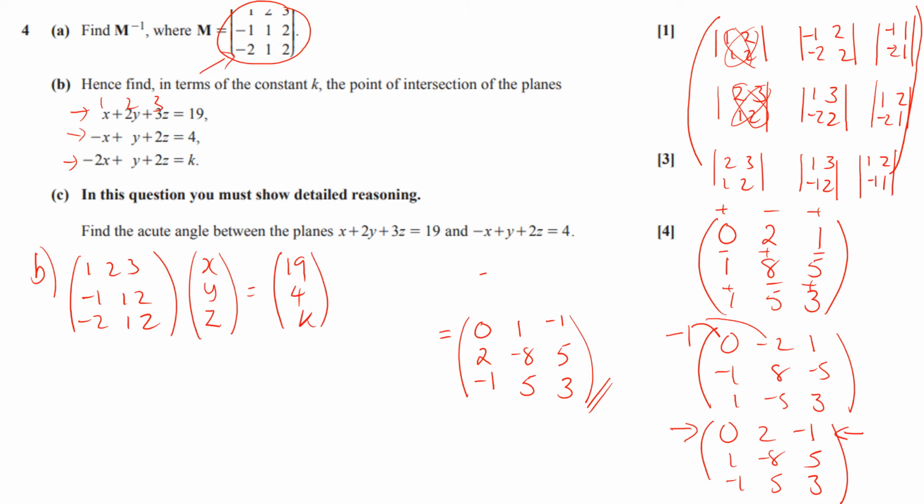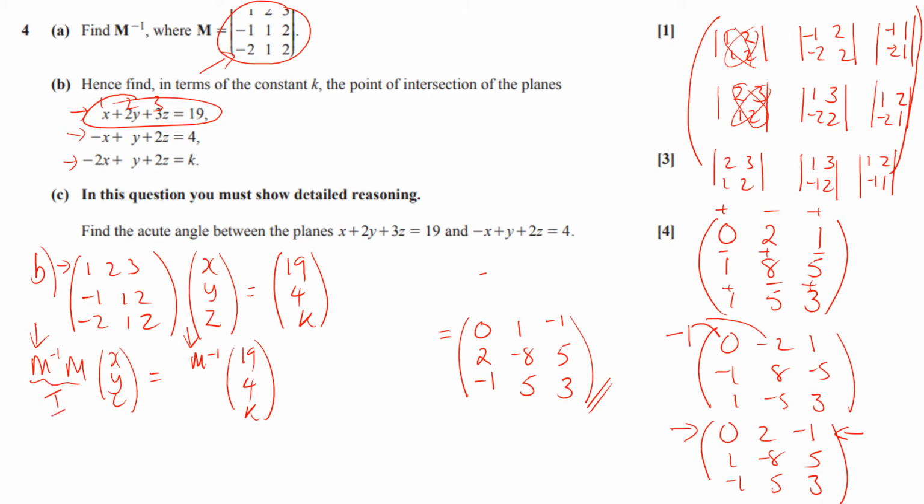Because if you times those two matrices together, you'll get 1 times X, 2 times Y, 3 times Z, which will give you that first equation of the plane. So this system of equations is going to be solved by looking at these matrices. Now we've got the inverse. What we need to do is do M inverse first and then M, and that's going to equal M inverse times 19, 4, K. So what we've done is times by M inverse at the front, and these two times together are going to be the equivalent of the identity matrix, and then that will give us the solution. We'll find where they all meet in terms of K.